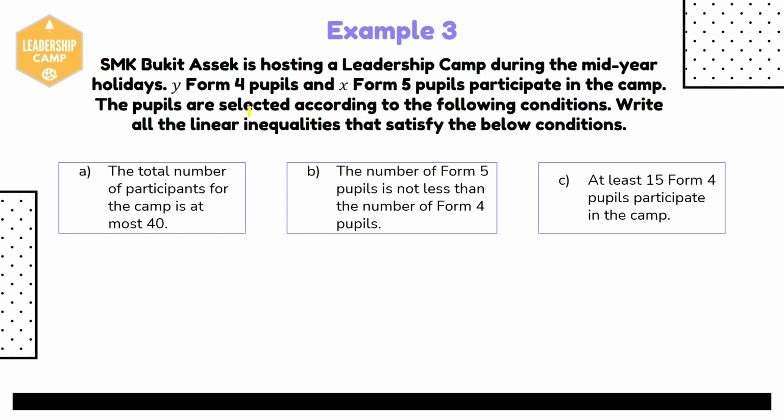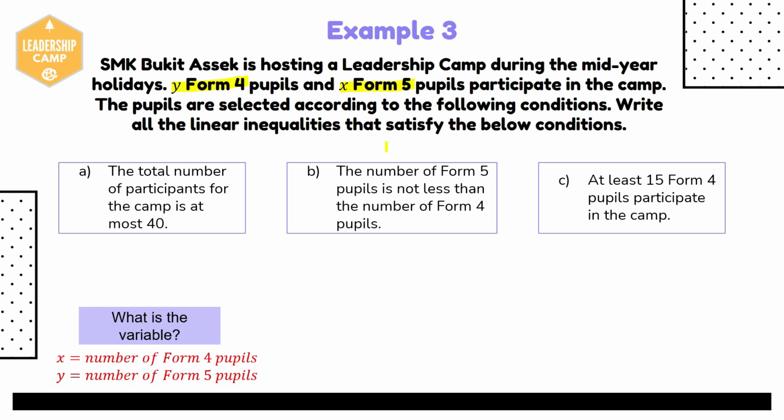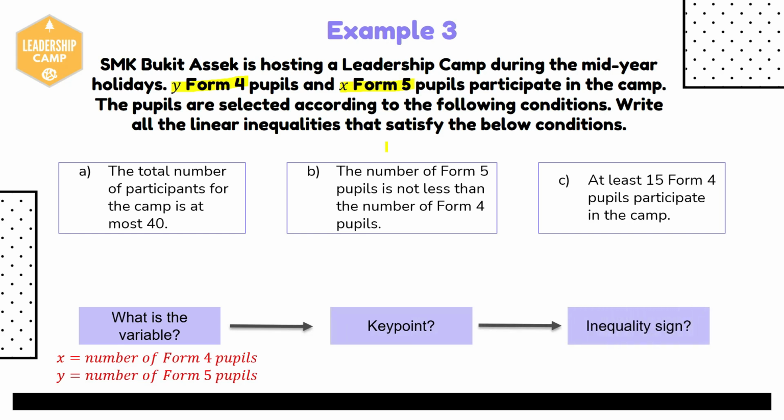The first step is you need to determine what is the variable. This information already gives you the variable, which is Y represents Form 4 and X represents Form 5. So the first step, what is the variable? X is the number of Form 4 pupils. Y is the number of Form 5 pupils. And then determine the key point. After you determine the key point, you need to determine the inequality sign.